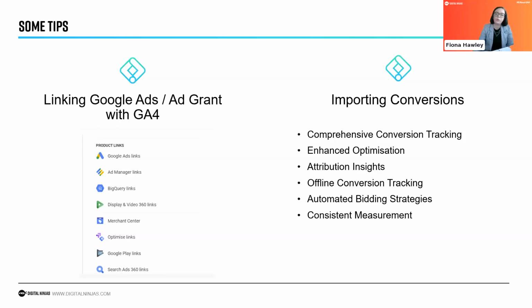Importing conversions from GA4 ensures consistency in measurement across your analysis and advertising platforms. By aligning the data from both sources, you reduce discrepancies in reporting, enabling you to make data-driven decisions based on accurate information. To do this, in your Google Ads account, you'll need to go to Tools and Settings, select conversions, and under the Conversions tab, you'll import your GA4 conversions.